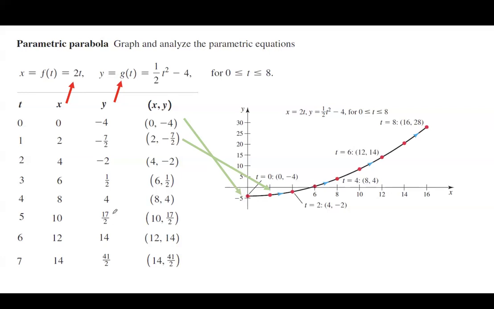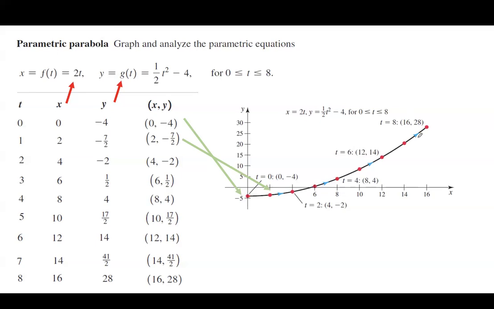And finally, since t stops at 8, the last t value is 8. So your x becomes 16 and y is 28. So this point is 16 and 28, which is, as you can see, on the graph of this curve. So this is this piece of curve when t is bounded between 0 and 8.